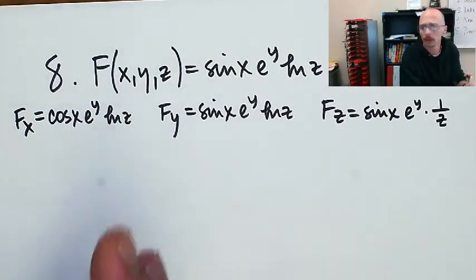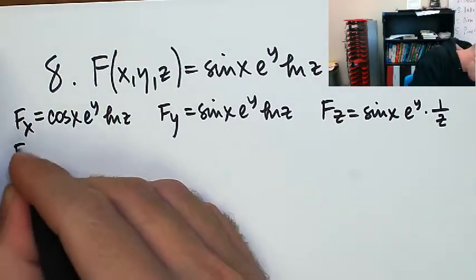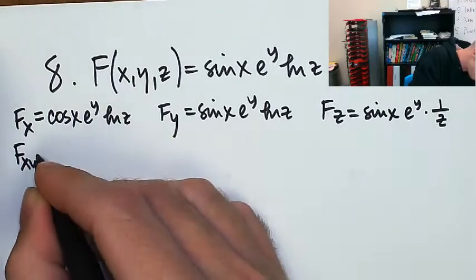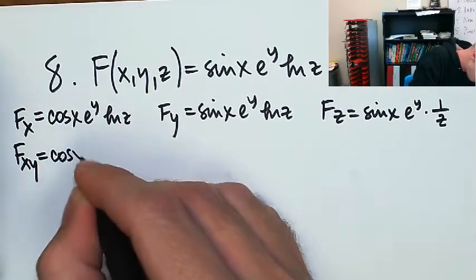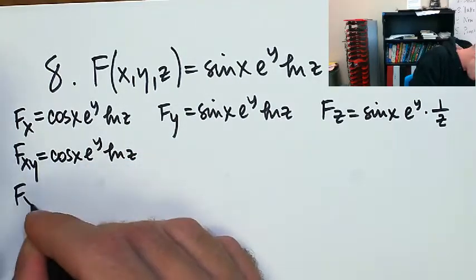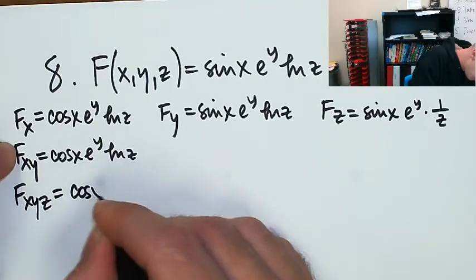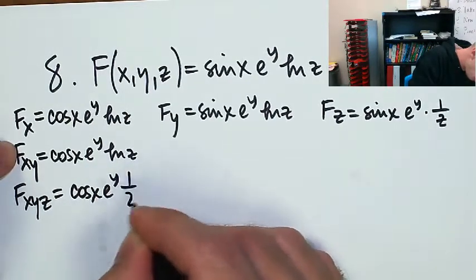And then I'm going to be, the first one, I think from here, I'm just going to go along this one, and the first one it asks for is fxyz. So I'm going to just take fx and take its derivative with respect to y. And then take the derivative of that with respect to z. And so then I'll end up with cosine x e to the y 1 over z.